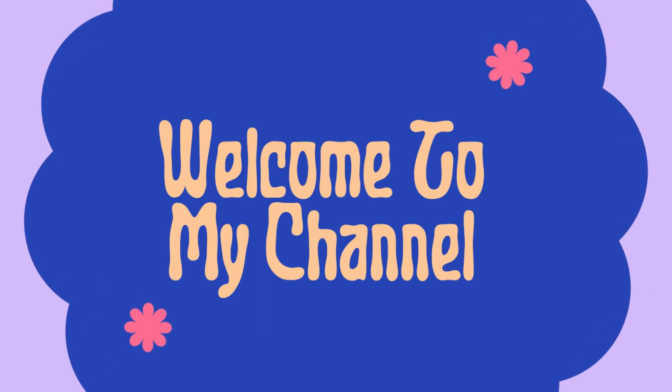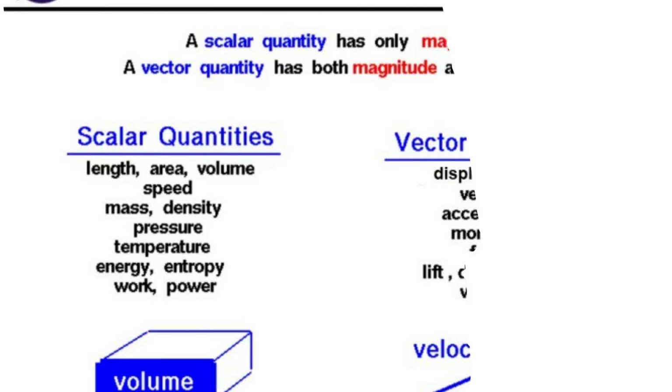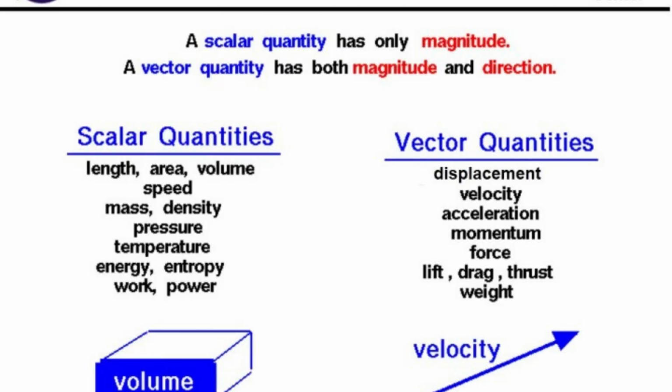In the previous lesson, we learned about scalars and vectors. We discovered that a scalar has only magnitude, while a vector has both magnitude and direction. Today, we'll study one of the most important topics in linear algebra, vector operations.